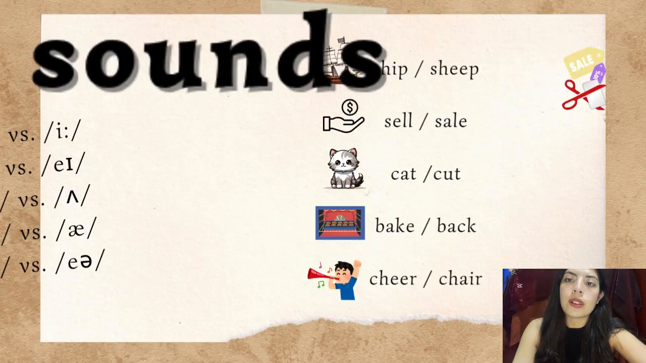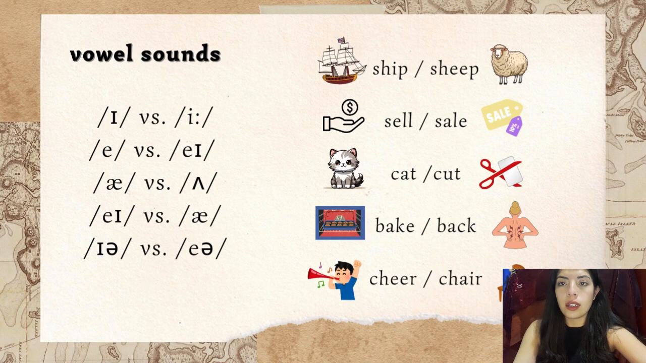Among the most common vowel sounds, we have I and E, for example, sheep and sheep. A versus A, for example, sail and sail. A versus for example, cat and coot. A versus for example, vake and vac. E versus air, for example, cheer and chair. Practicing minimal pairs will help you express yourself better in English.